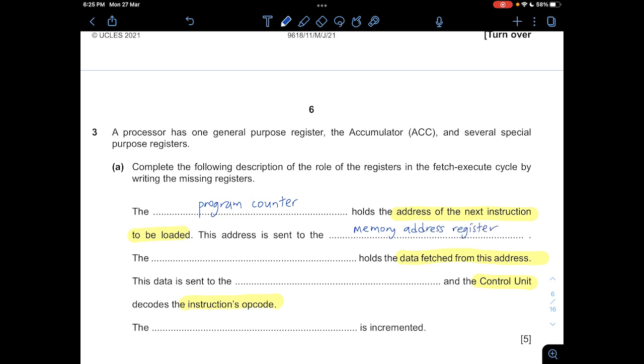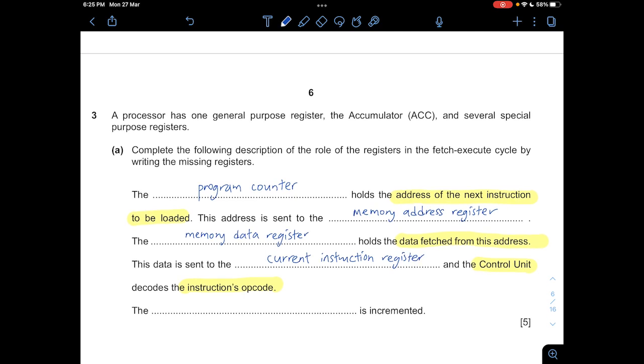And then holding the data fetch would be the memory data register. The data is sent to the current instruction register, for the instruction to be in operation. And then afterwards, the program counter will be incremented.